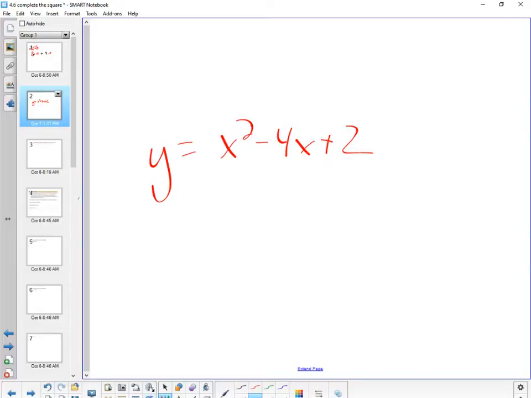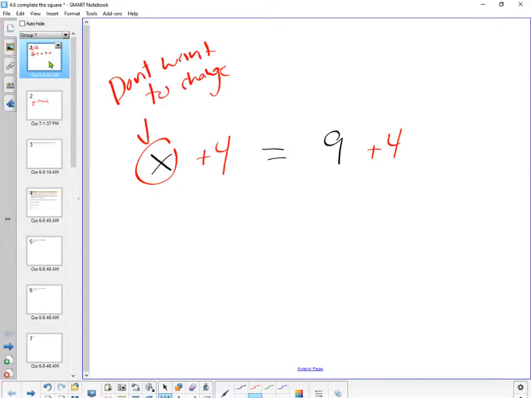No. Now, here's the problem. This is not in that vertex form. It's in that standard form, right? So you have to be able to convert it into vertex form, okay? So before I do that, I want to go back to what we were doing with this guy.